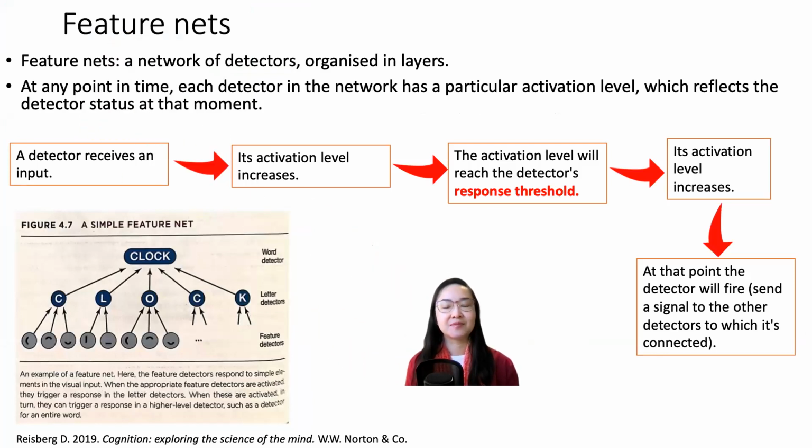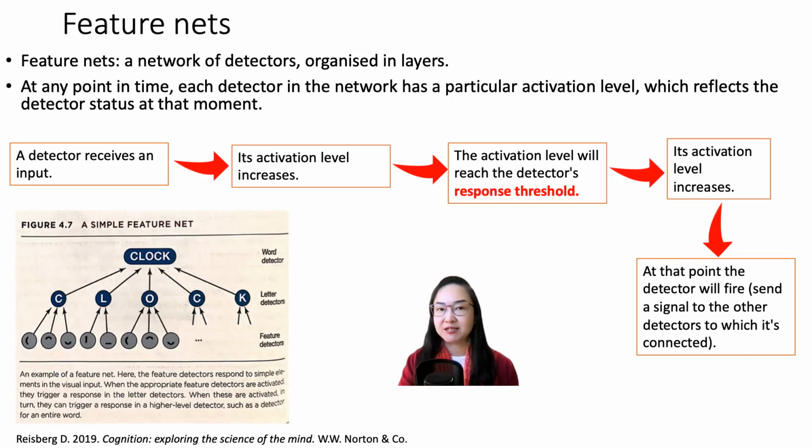Feature nets. What are feature nets? It's a network of detectors organized in layers. At any point in time, each detector in the network has a particular activation level, which reflects the detector's status at that moment. Let's look at this diagram. You can see how it works here.